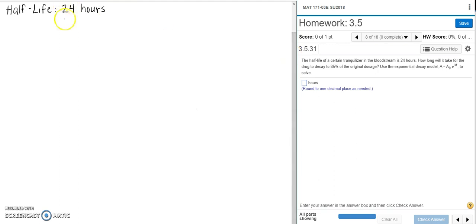So if it takes 24 hours to get down to 50% of the original dosage, it should be less time for 85%, but we don't know how much. So it says use the exponential decay model to solve. We're going to have to come up with our own model first before we can figure out how long it'll take to reduce to 85%. So here's how we set this up. We start with our model.